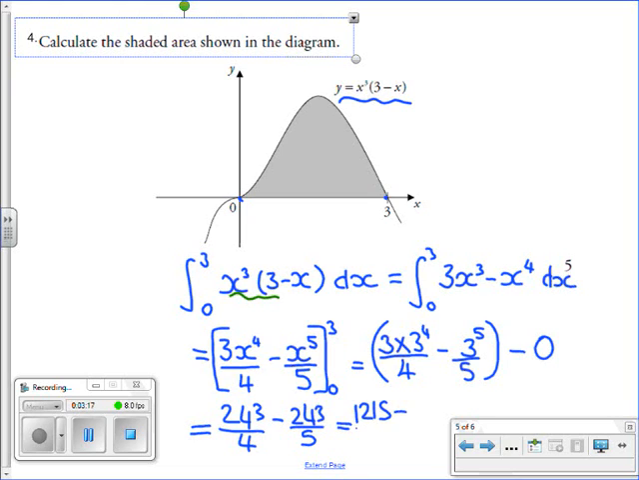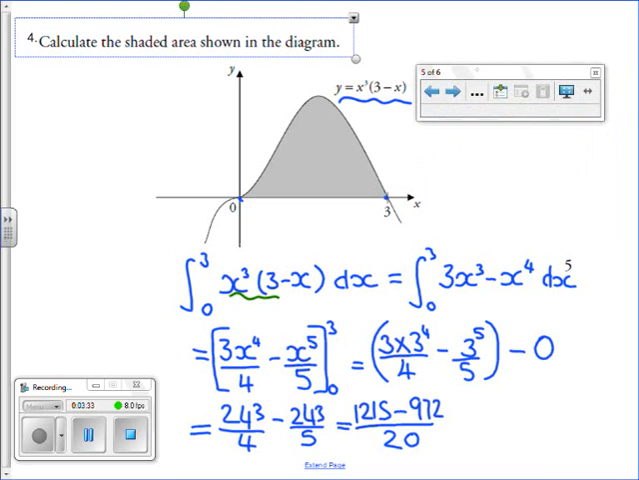Because they're fractions, we need a common denominator. So we're going to choose 20ths, and we're going to have 1,215 take away 972 20ths, which gives us 243 20ths, and that is 12 and 3/20ths, and that's units squared.